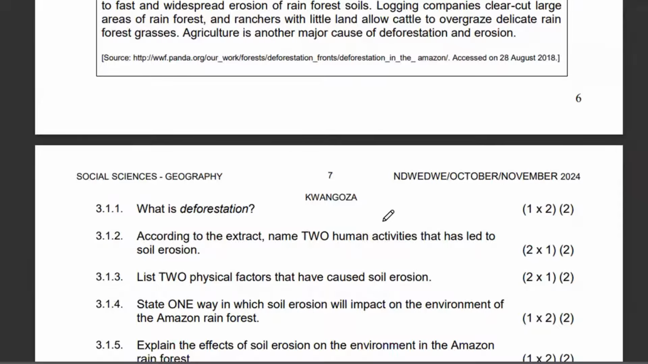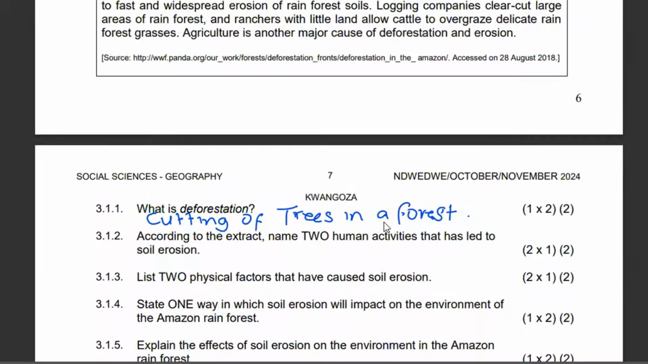Now our first question is, what is deforestation? Here you can say, deforestation is the cutting down of trees in a forest. Cutting down of trees in a forest is called deforestation. So according to the extract, name 2 human activities that have led to soil erosion.